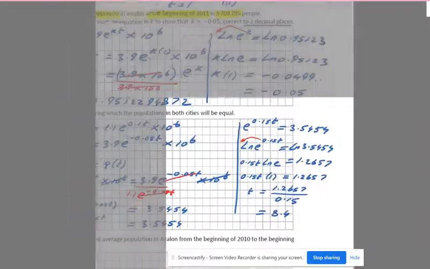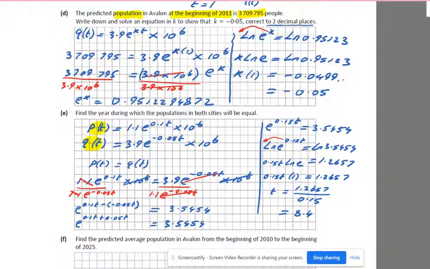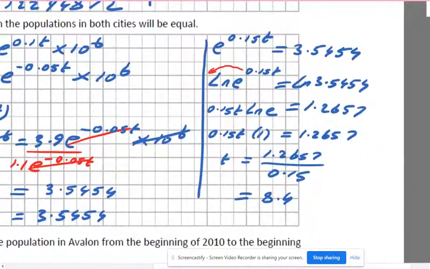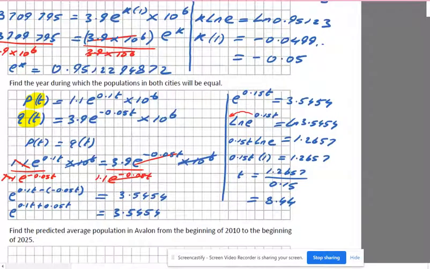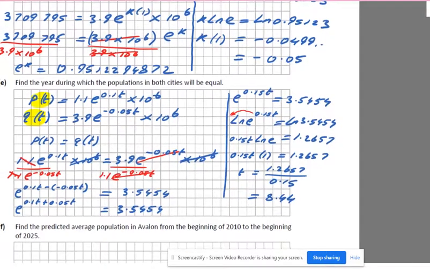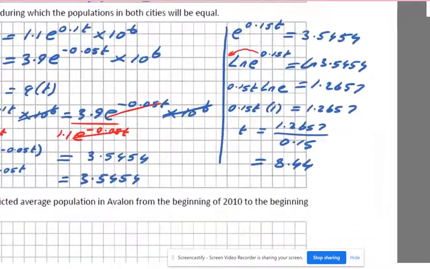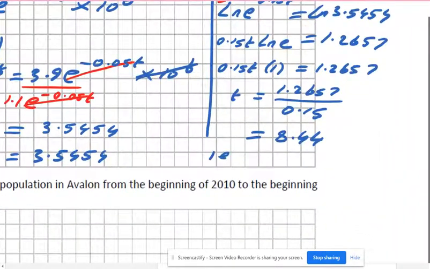Now, what does this tell us? This tells us that both populations are equal after 8.44 roughly, if you round it off, after 8.44 years. We were asked during which year are they equal? So that's obviously during the 8th year after we started. We started in 2010. So that's, i.e., during 2018.